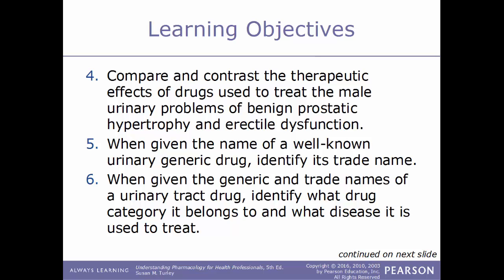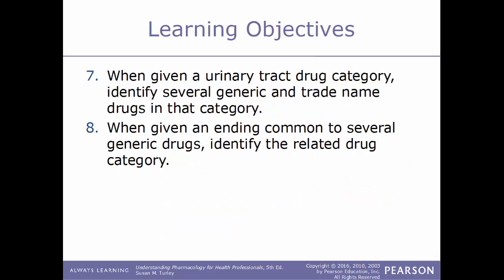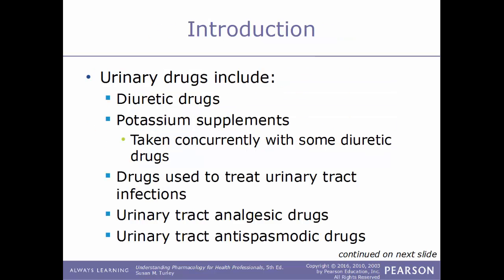When given the generic and trade names of a urinary tract drug, identify what drug category it belongs to and what disease it is used to treat. When given a urinary tract drug category, identify several generic and trade name drugs in that category. And lastly, when given an ending common to several generic drugs, identify the related drug category. All right, we'll start off with an introduction.